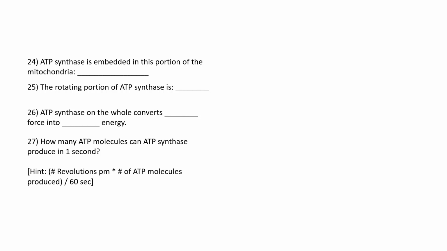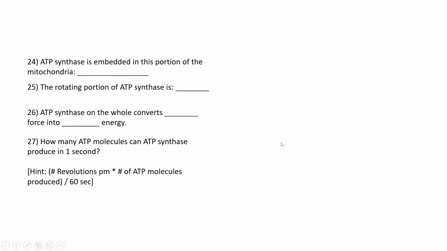Any idea? I think maybe you guys have forgotten, huh? That's okay. So there is 8,000 revolutions per minute of this F naught ring. So I said now it's fast, it's rotating really fast. 8,000 rotations per minute. And with every one of them, you produce 3 ATP molecules.